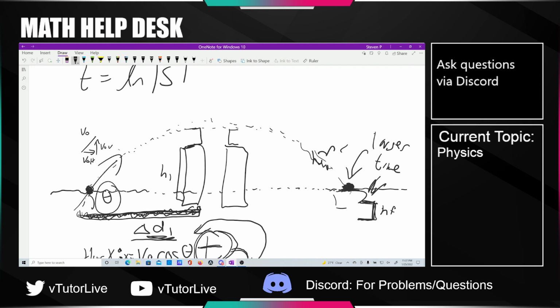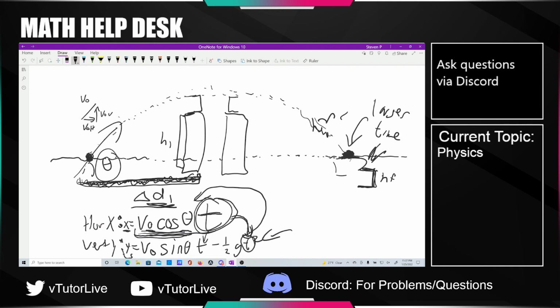Yeah. And once you have that, well, you know the horizontal velocity, right? So you just plug that time into this equation, and boom, you know exactly how far the net needs to be positioned.